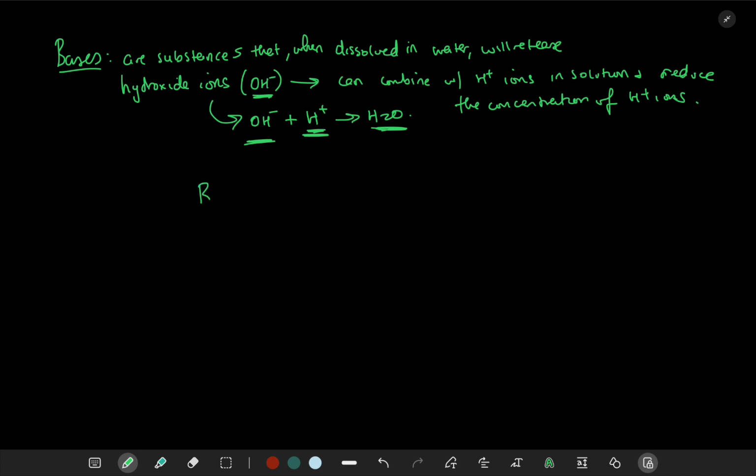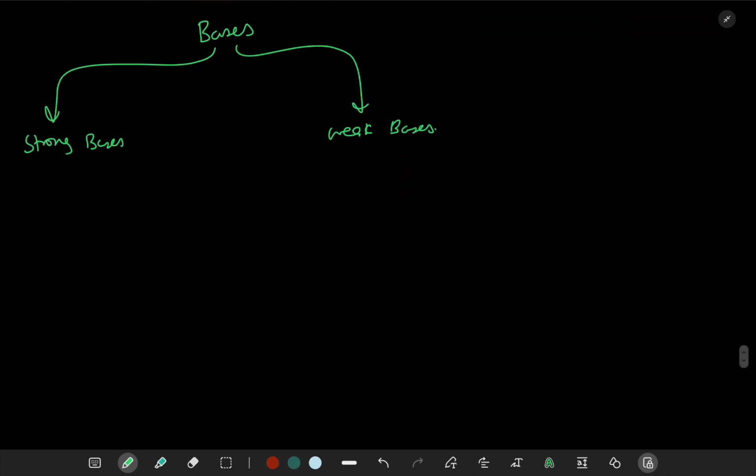Now bases, just like acids, will have two categories. We have strong bases and weak bases, and the idea is essentially the same. Strong bases will dissociate completely into their constituent ions, thereby releasing hydroxide ions, right? They'll dissociate completely and release lots of OH minus ions, and now these OH minus ions can go on and accept the hydrogen ions in solution, again thereby reducing the concentration of hydrogen ions in solution.